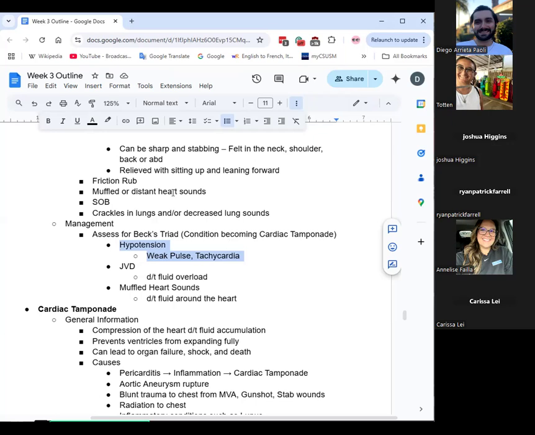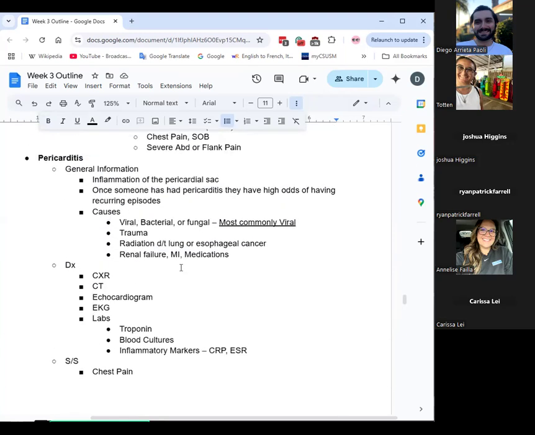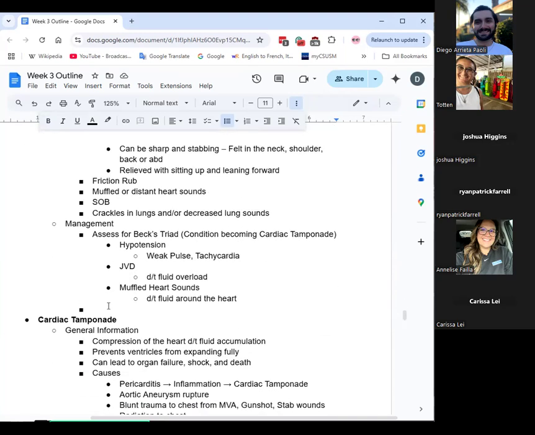Okay. So we talked about assessing. That's something we can do to determine if it's becoming cardiac tamponade, but then how do we actually manage pericarditis itself? So we're going to look back at some of the causes. So it's primarily... yeah, so again, we're going to go with O2.